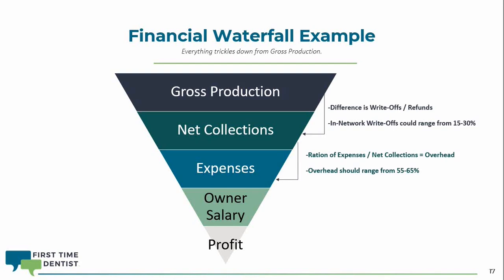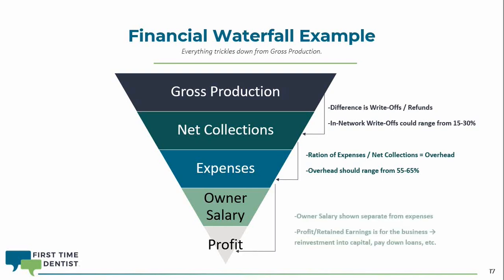Next, you're going to see a reduction, no surprise, for expenses. You spend a lot of money in a practice. A lot of that's going to go towards wages, you've got lab, obviously utilities, occupancy, all that kind of stuff. Overhead usually ranges 55 to 65%. That's 55 to 60% of your net collections.